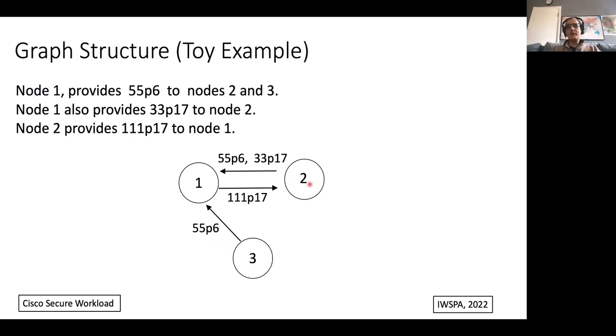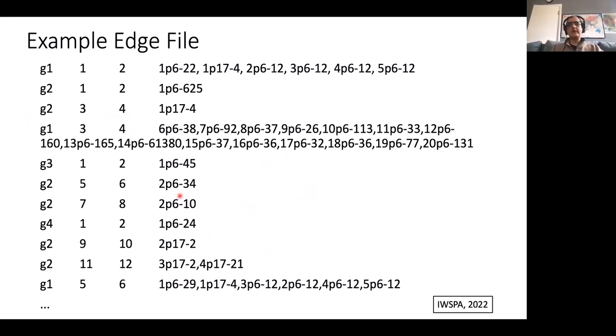And undirected, it would be just 2 edges, right? But directed would be 3 edges. And if you take the port distinction into account, port and protocol, you'll get 4. So these are the hourly dumps of the edge files.